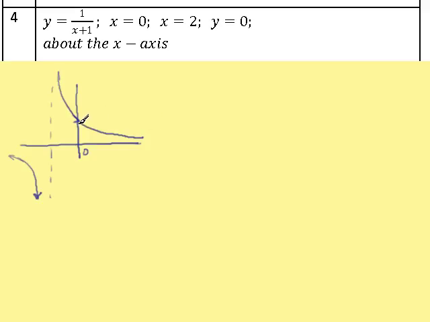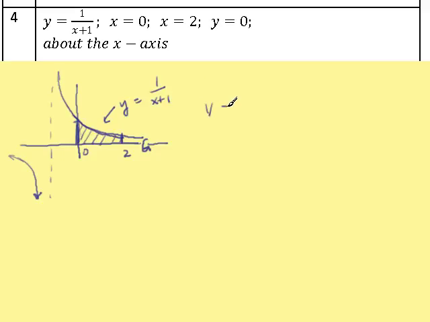and the line x equals 0, bounded by this curve, the line x equals 0, and x equals 2, let's say right here. And y equals 0, which is the x-axis, and we're going to revolve about the x-axis. So here's our picture. Okay, so this is y equals 1 over x plus 1.